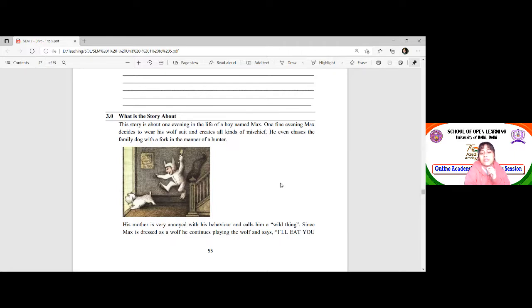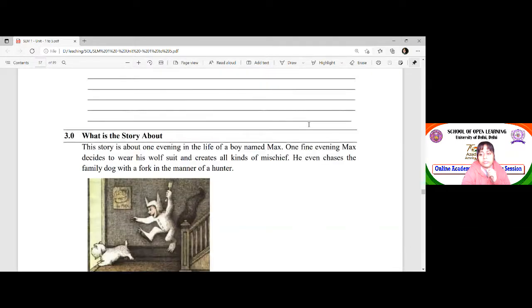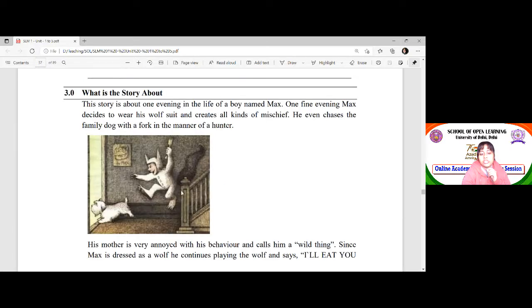He even chases the family dog with a fork in the manner of a hunter. So he pretends to be a hunter, and you can see the picture. You can see this picture that he is just being so mischievous, and he's chasing this poor little dog with a fork, in the manner of a hunter.